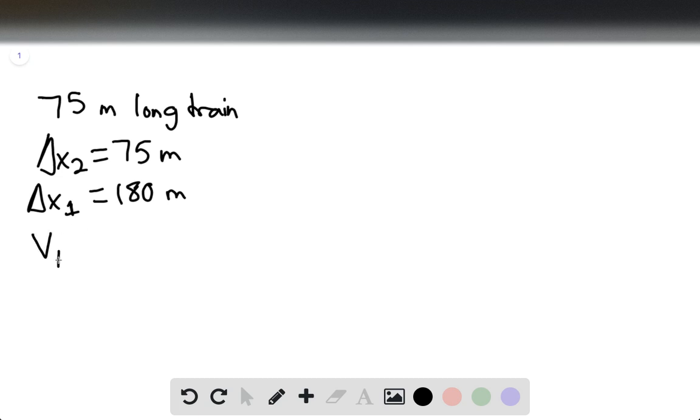The speed when it reaches the railroad worker is going to be equal to v sub 1. This is going to be 18 meters per second. And then we know that the initial velocity is 0 meters per second.